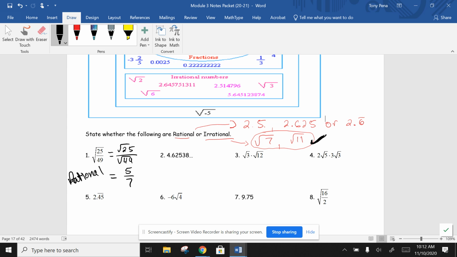When you now compare that to number 2, notice how that's a decimal. There's no pattern there that's repeating, just random 6, 2, 5, 3, 8. And then when you see these little dots behind it, that means we just continue on forever and ever. So there's no repeating pattern. It never stops. That is the definition of an irrational number.